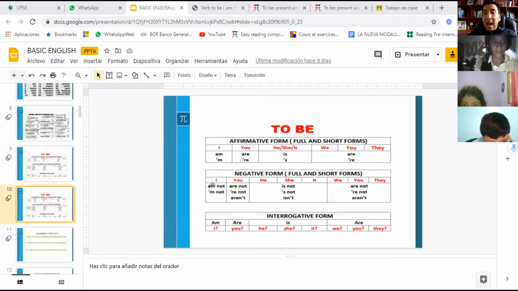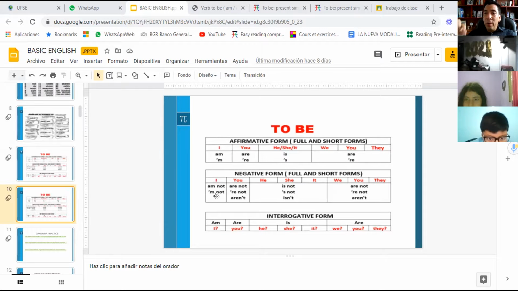For example, I am not. That is the complete form. Or you can also use the contraction. You can say I am not, or you can say I'm not. For you, you are not. Or you can also use the contraction: you're not. For he, she, and it: she is not, he is not, it is not. Or you can also use the contraction: he's not, she's not, it's not.